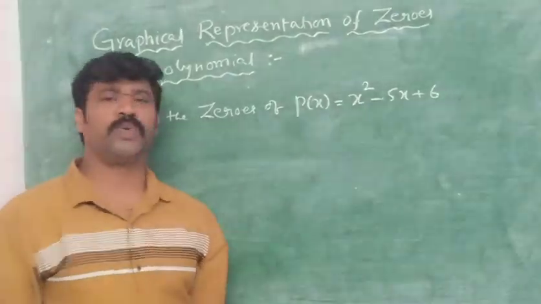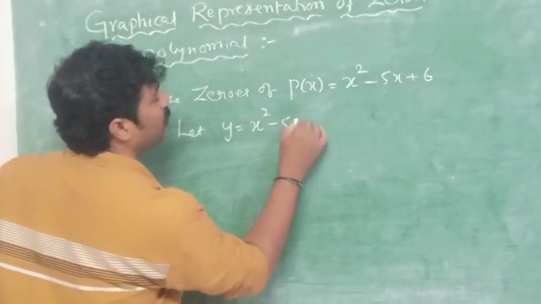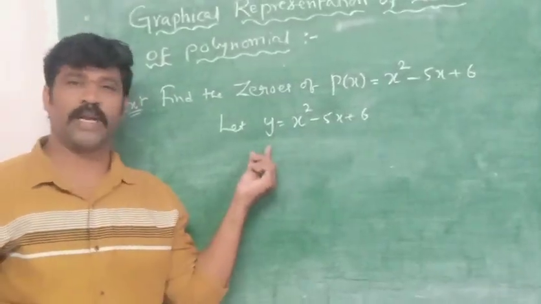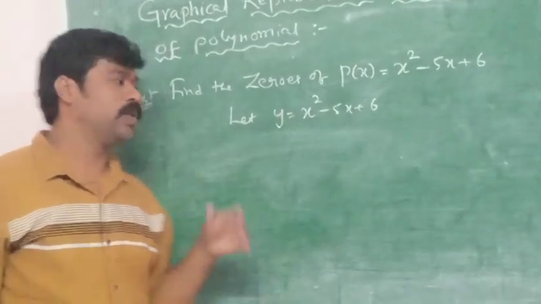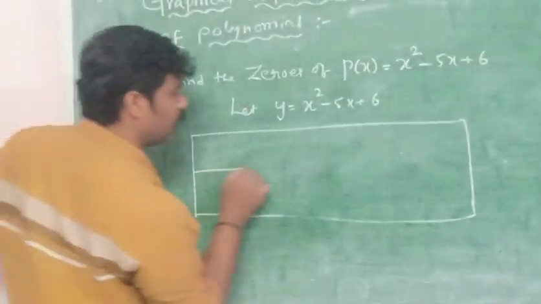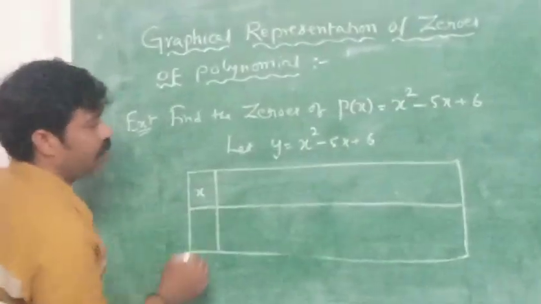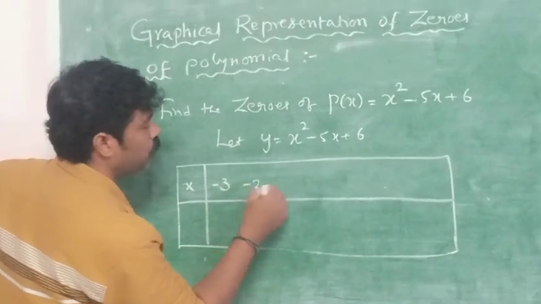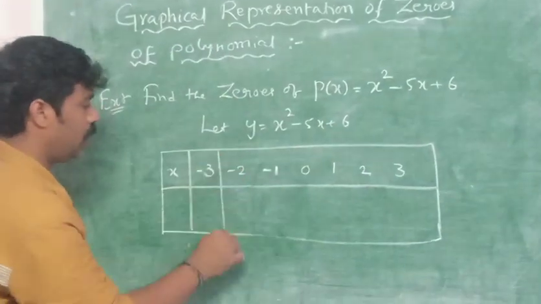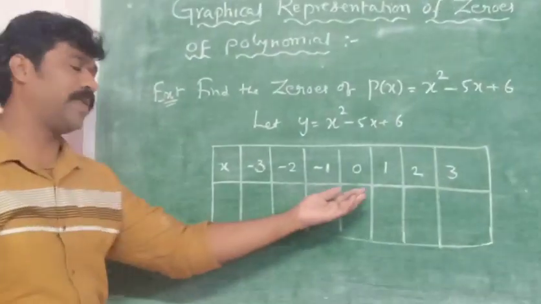So here also, first we have to take the polynomial as some y. So let y is equal to x square minus 5x plus 6. After that, we have to know the x and y coordinates. To get x and y coordinates, we give different values to x, then we will get y values. So here I am taking the values as -3, -2, -1, 0, 1, 2 and 3. Here I am taking some positive values, negative values and 0. We can take any values.